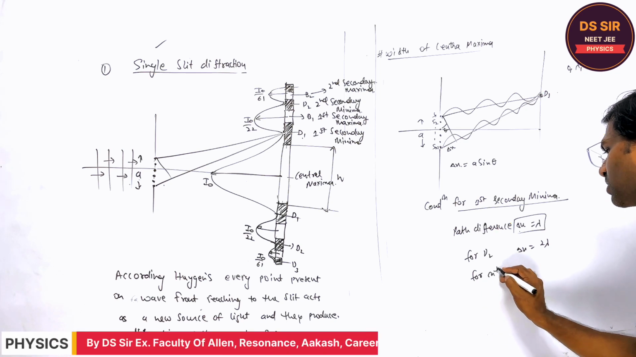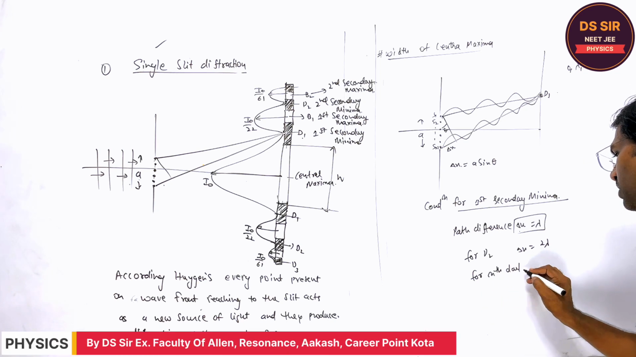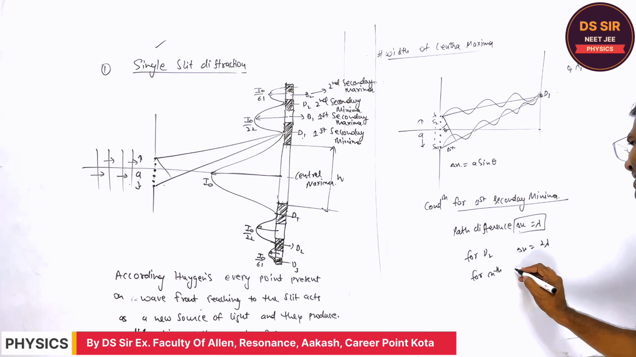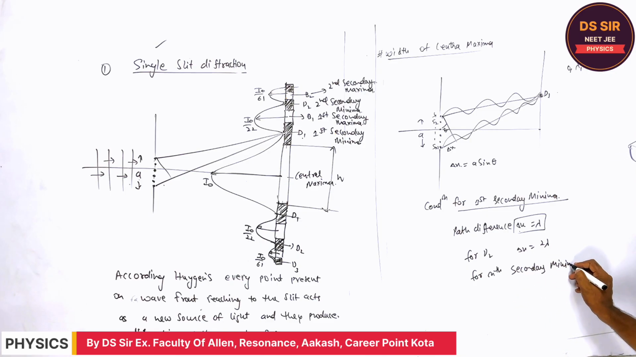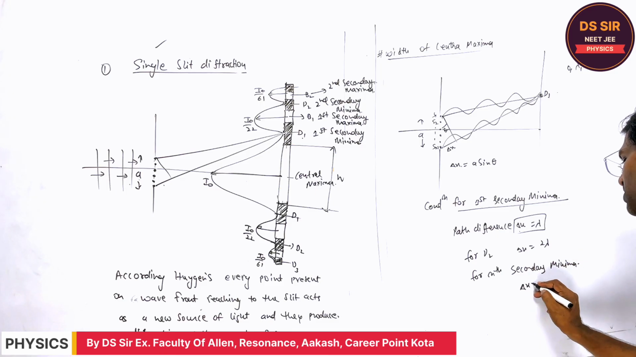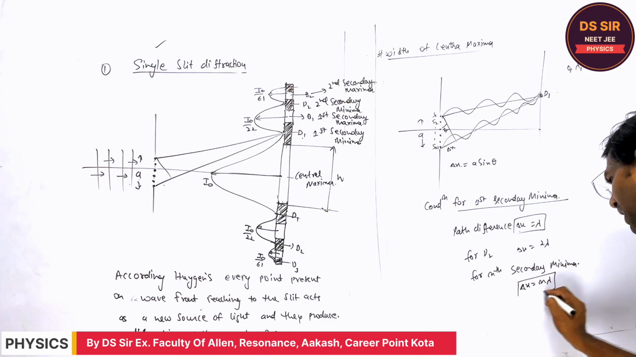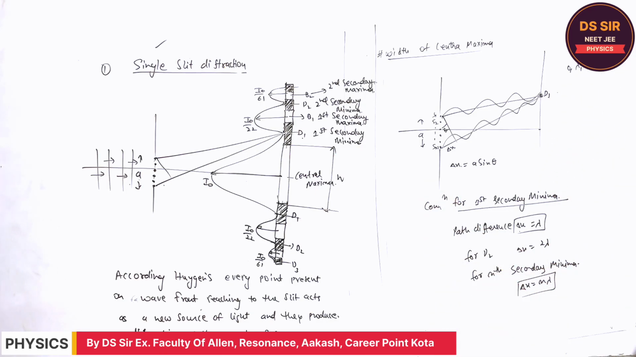For nth secondary minima, the path difference must be equal to n lambda. I will explain this. Copy this first. This is just opposite to the condition we found in the previous theory, right?